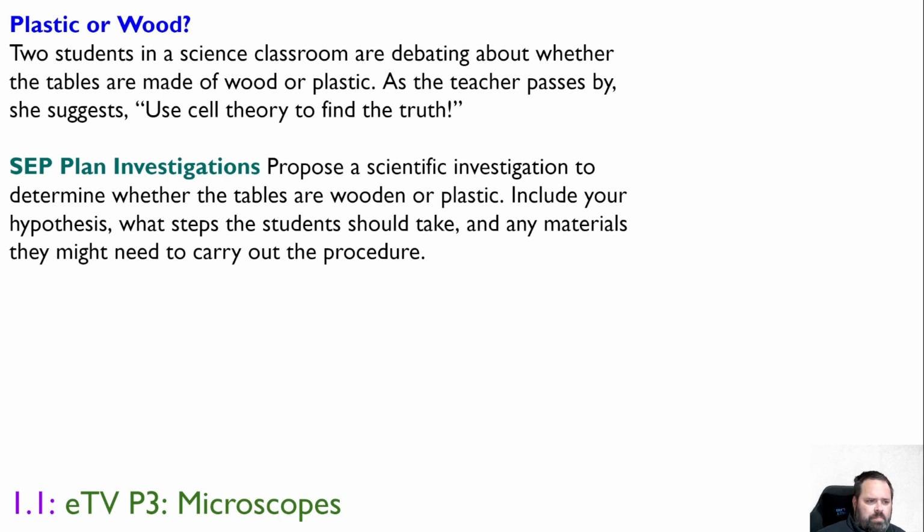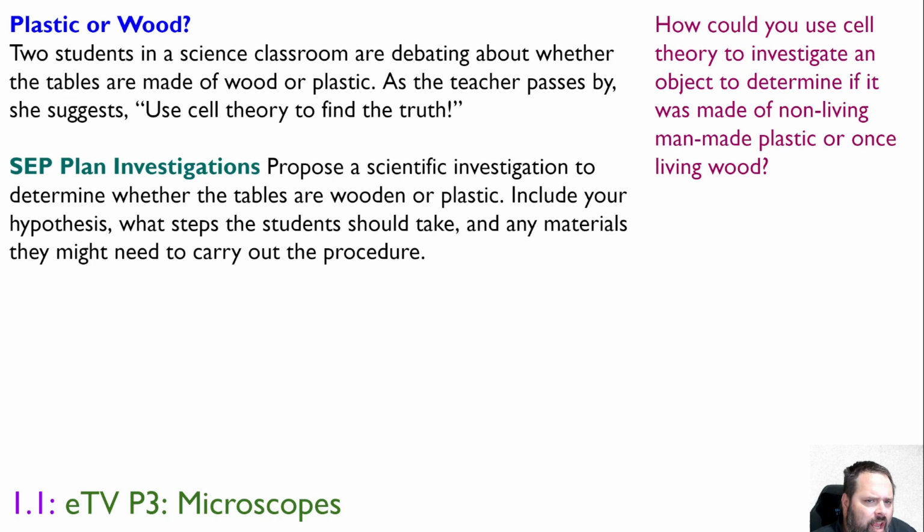So, let's propose a scientific investigation to determine whether tables are wooden or plastic. Include your hypothesis and steps students should take in any materials they might need to carry out a procedure. So, how would you use cell theory to investigate an object to determine if it's made of non-living, man-made plastic or living wood?